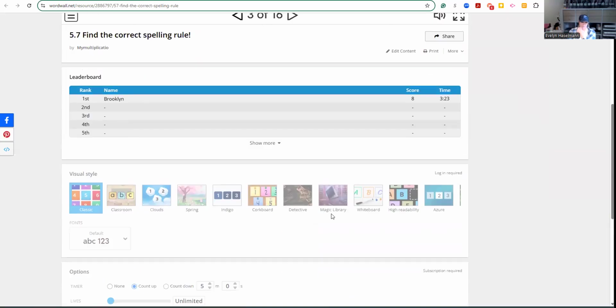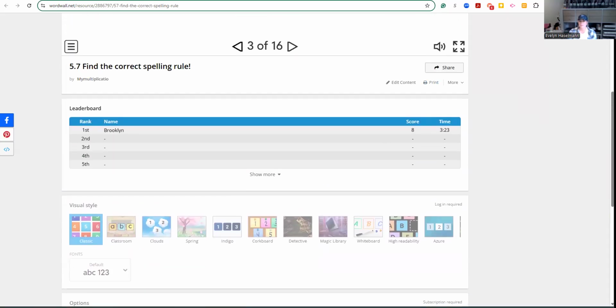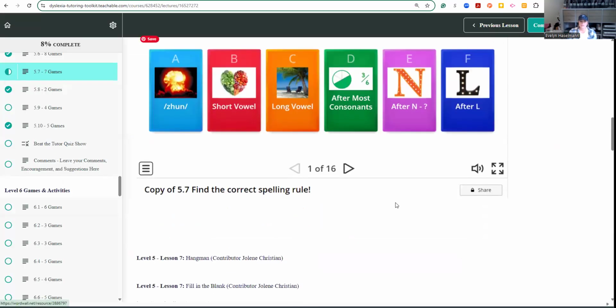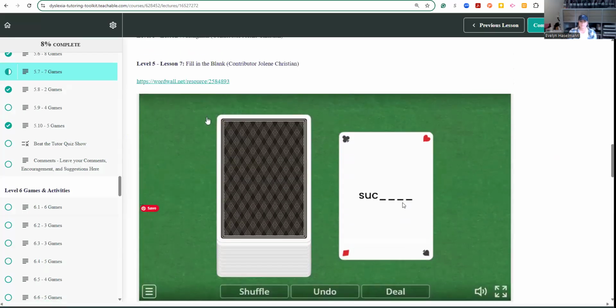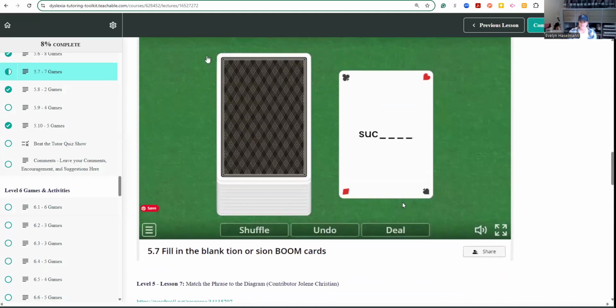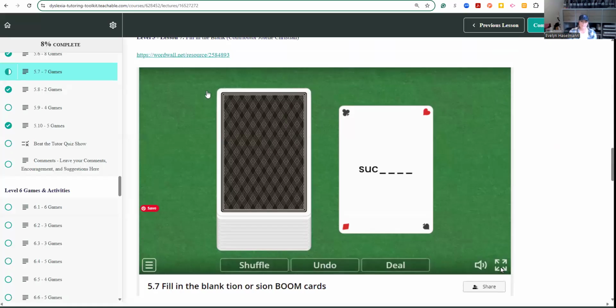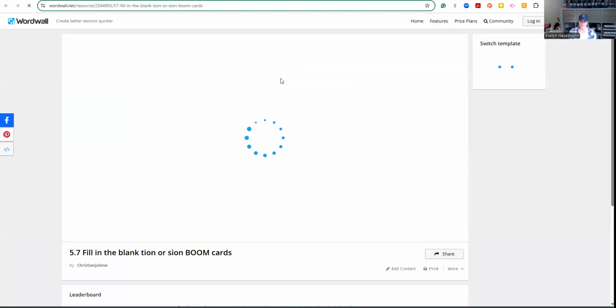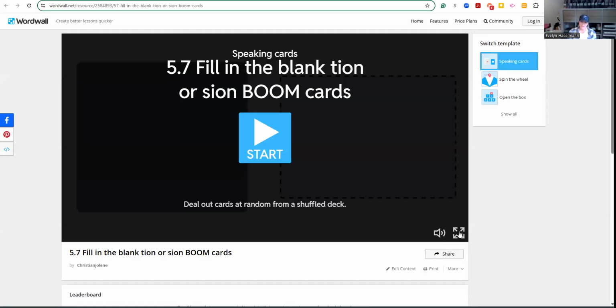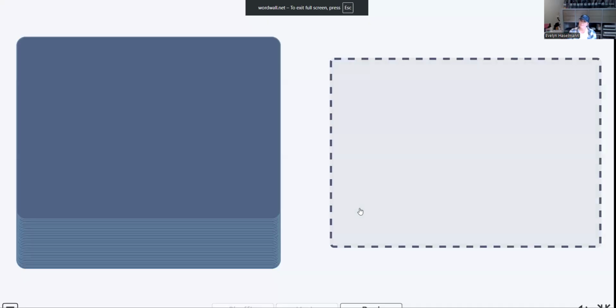Other games that are available. Let's see. This is a Boom game. You can always play Boom. Boom is one of the games that most of our kids really like a lot. I feel like this is a very appropriate game for all ages. There's a million varieties to this. Let's just quickly review how to play Boom.